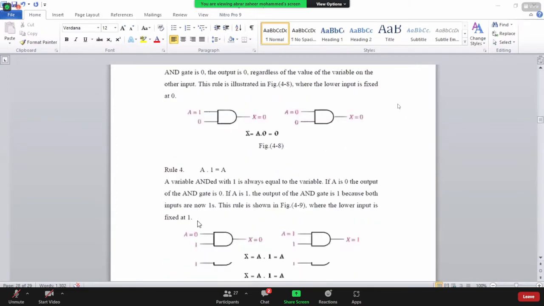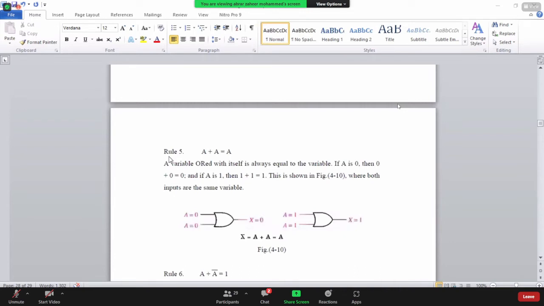Next rule number 4 is that A dot 1 is equal to A. Means when a variable is ANDed with 1, it is always equal to the variable. So here we have taken the lower input of the AND gate as 1. If A is equal to 0, then the output is equal to 0, that is equal to the variable. When A is equal to 1, then the output X is equal to 1, that is equal to the variable. Means when a variable is ANDed with 1, it is always equal to the variable.